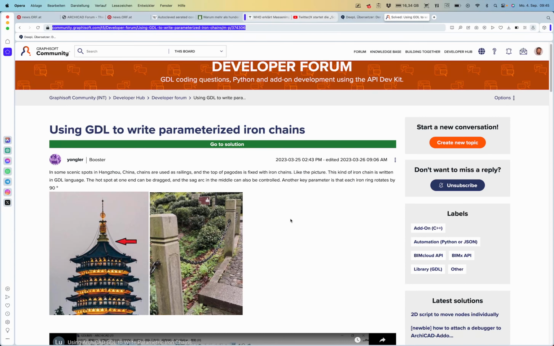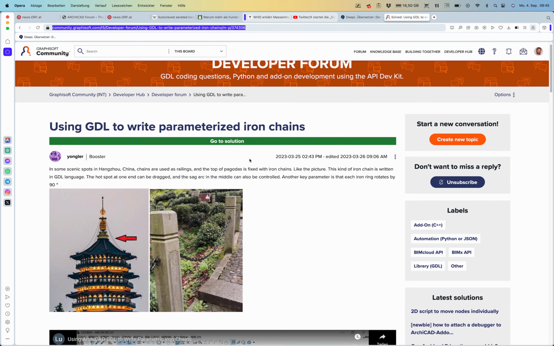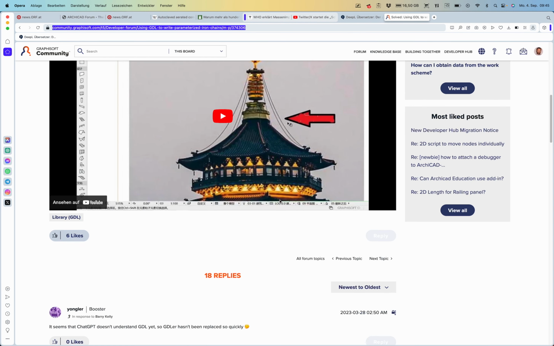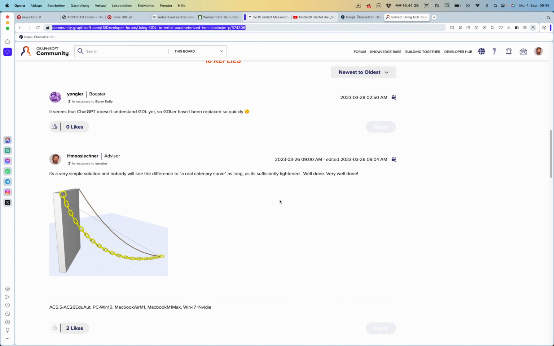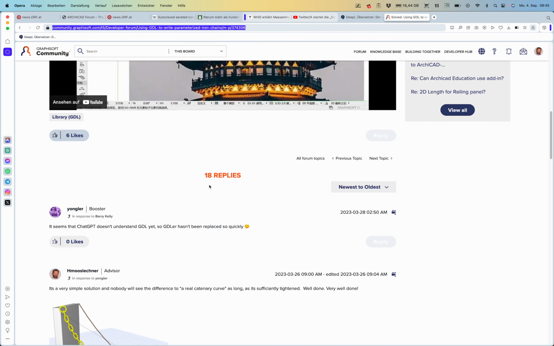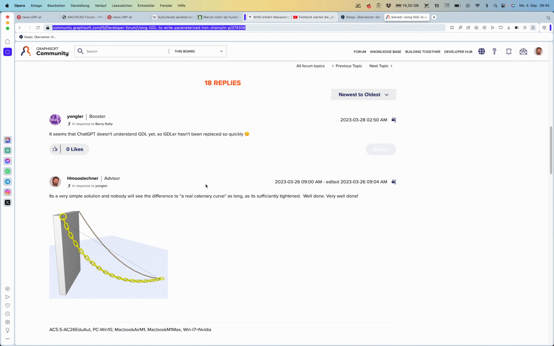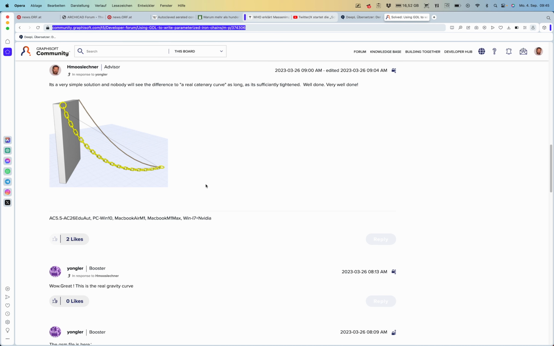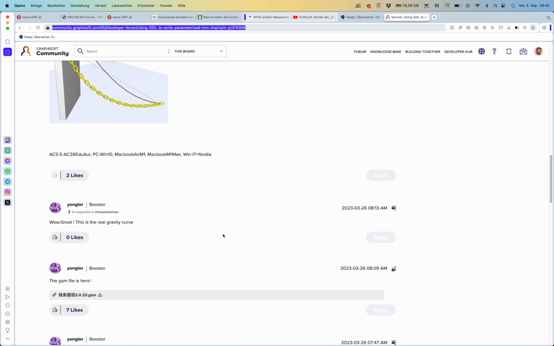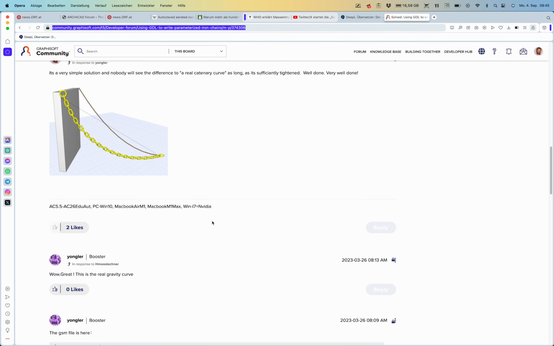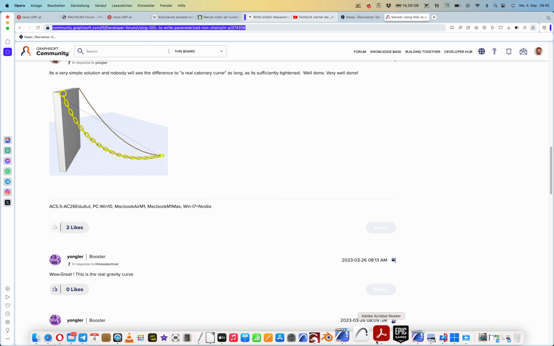Hello out there. I'm referring to this task on the Graphisoft community, using GDL to write a parameterized iron chain, and Youngler made some really good solutions for it, but I thought it would be good to think about it in another way. So let's have a look at it.